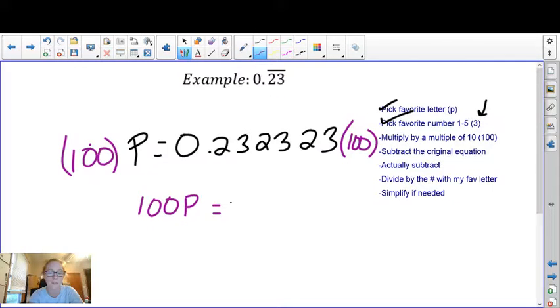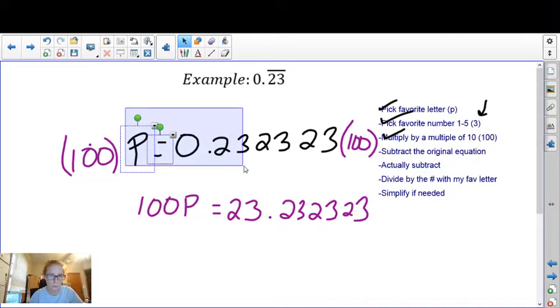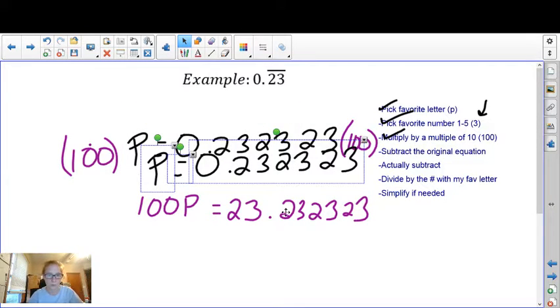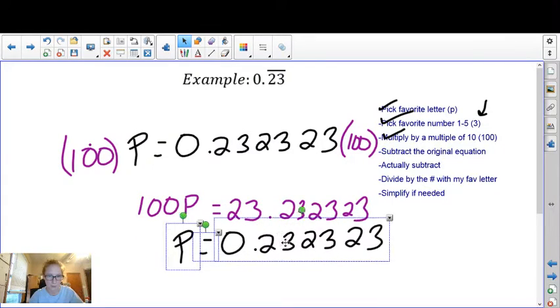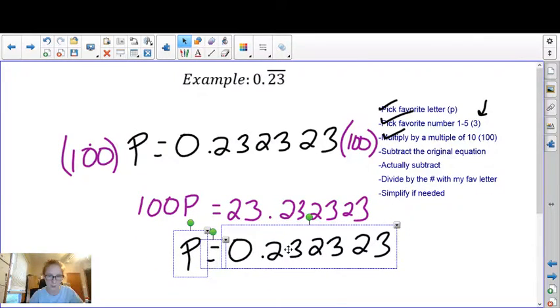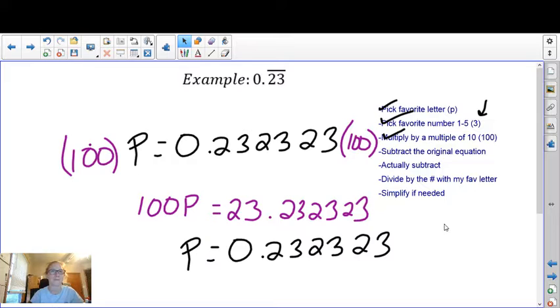Multiplying this by 100 causes both digits to move over. So I'll have 23.23, 23, 23. Remember, I want to keep my original number there, because the idea next is to subtract. So I'm going to move him down, if it'll let me. It's being very finicky today. I'm almost lined up.